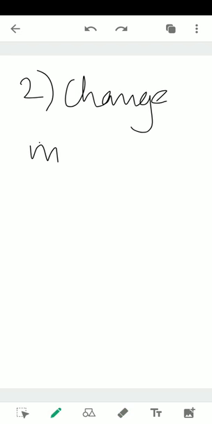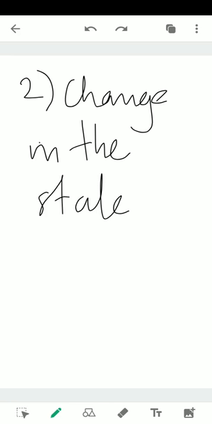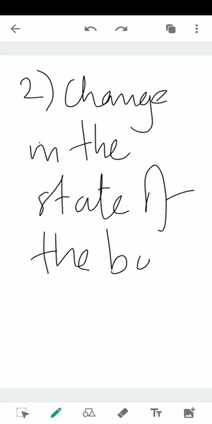So the second is change in state of the body. As many of you might be able to recall, what is state? State is nothing but the different states in which a body can exist. So first one is solid, liquid and gases. These are the three states that we have discussed in the first chapter.